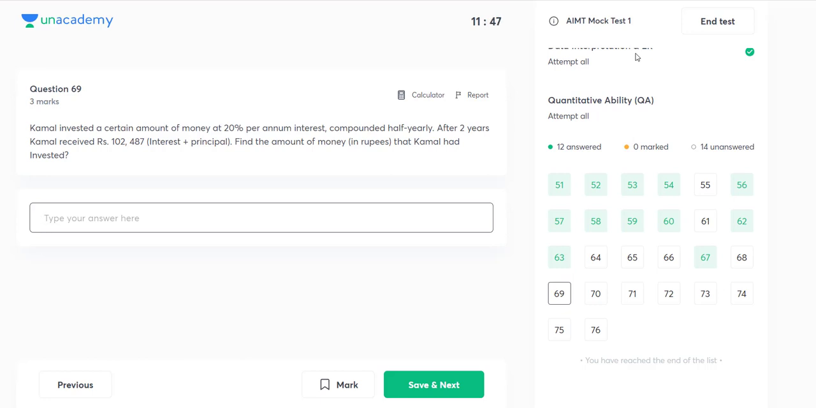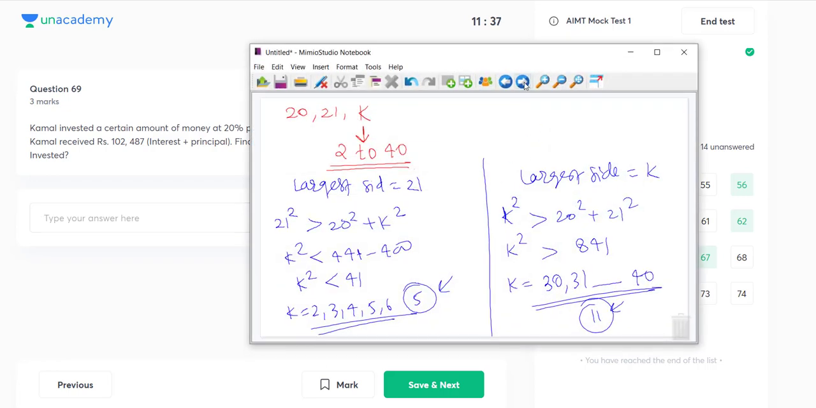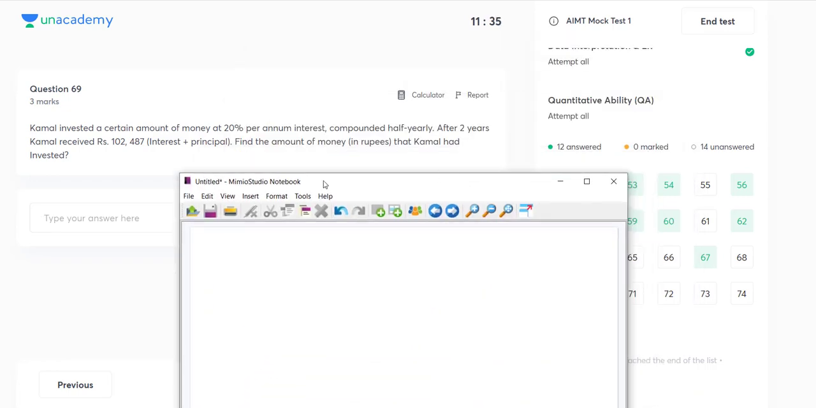Kamal invested a certain sum of money at 20% per annum interest compounded half yearly. After 2 years he received a certain amount, find the amount of money that he had invested. So the rate of interest is 20% per annum, after 2 years. Half yearly means 10% every half year. Total there are 4 half years in 2 years. So the overall return is successive of 10, 10, 10, 10. If you calculate, this is 46.41%.